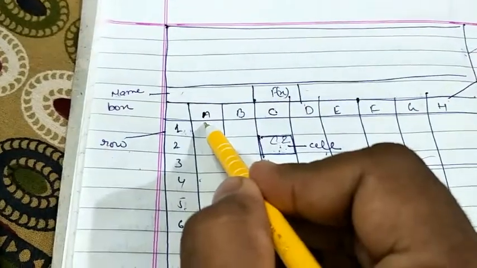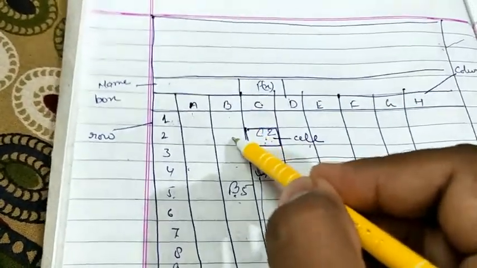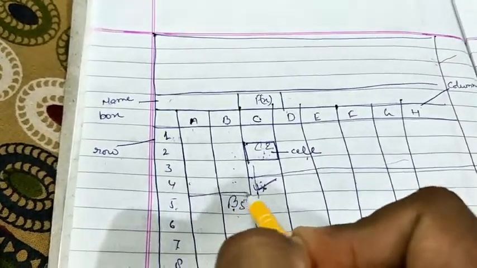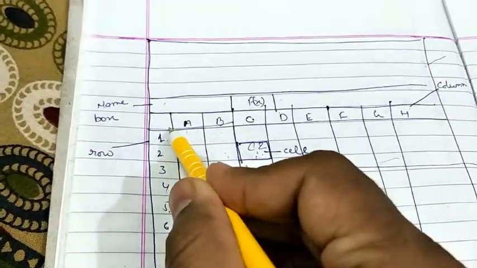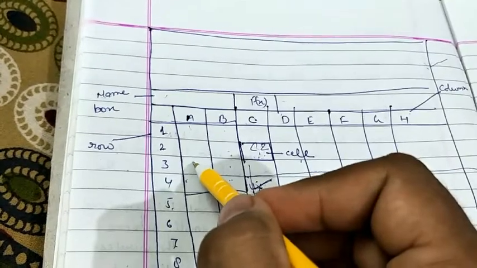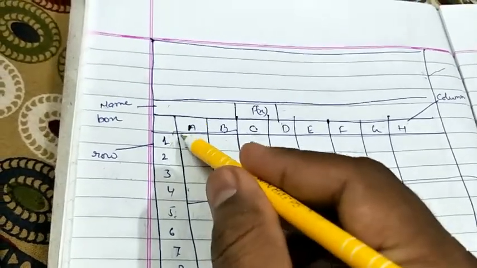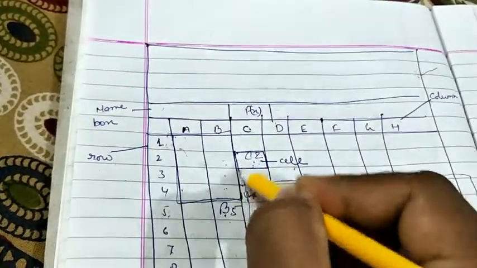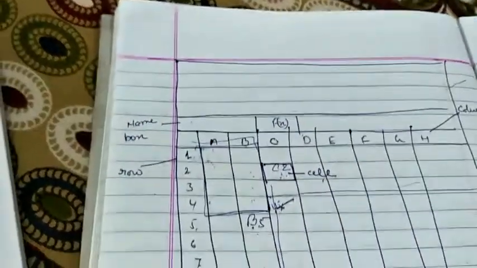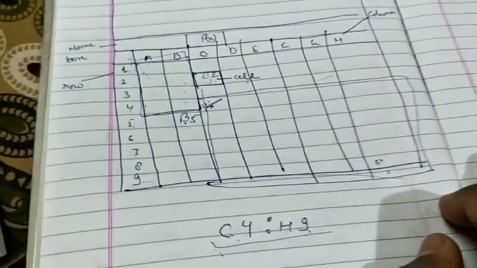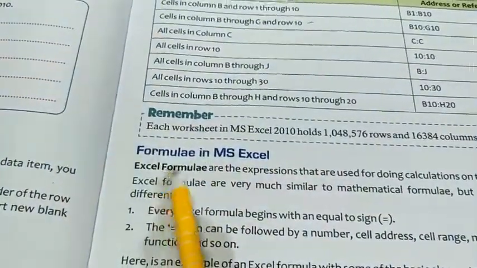Now see here, what is the cell range of from A1 to B4? A1 means from here, and B4 means B1, 2, 3, 4, that is B4, means this area is a cell range of A1 to B4. Look, A1 to B4, this one, that is called cell range. Understand? Okay, now come to the next point. Formulae in MS Excel.